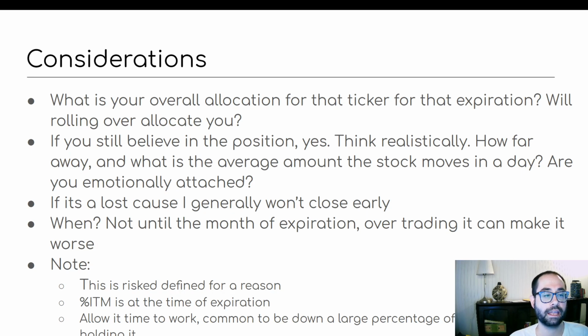So you need to think realistically. How far away is it from being out of the money if it's a short put? And what is the average amount that stock moves? So, for example, if a stock is moving $10 a day and I'm $20 away from my strike, well, that's potentially 2 days away from being out of the money and profitable. However, if its average move per day is something like $1, then that's 20 days and I've only got 10 days to expiration. Well, that doesn't make a whole lot of sense, does it?